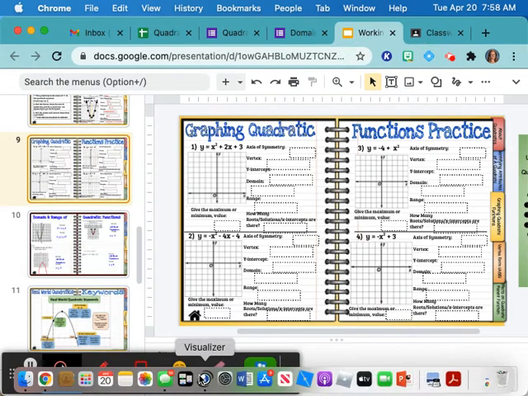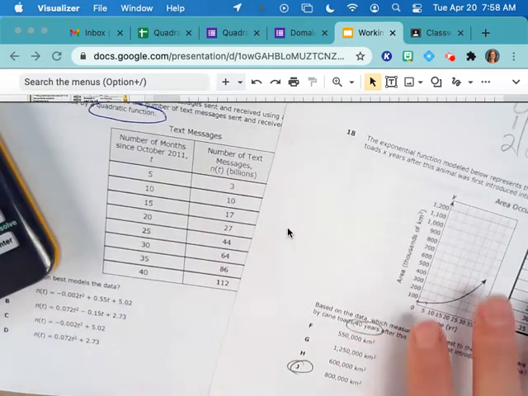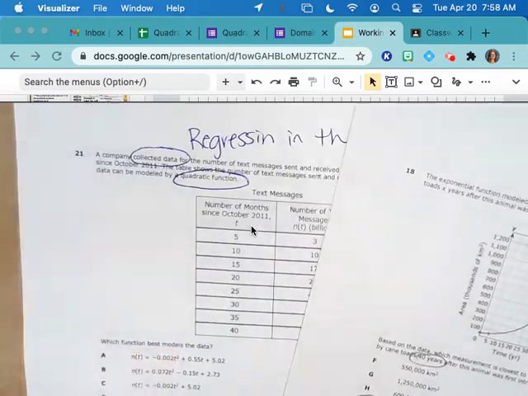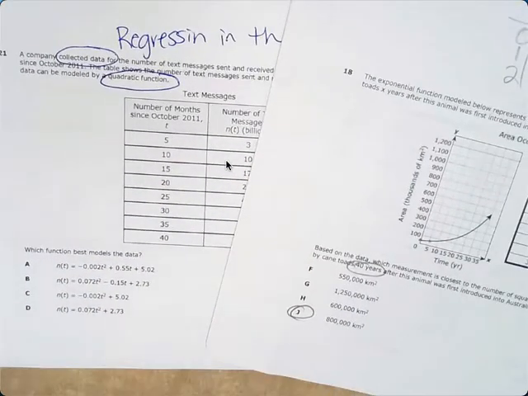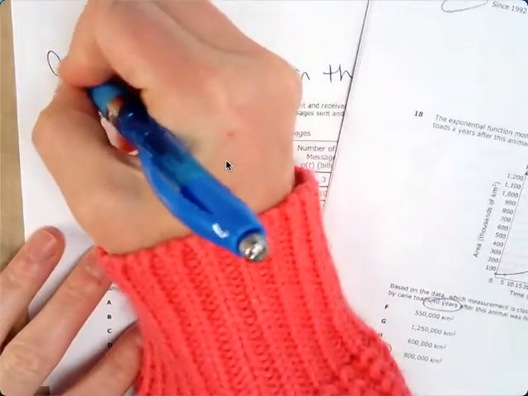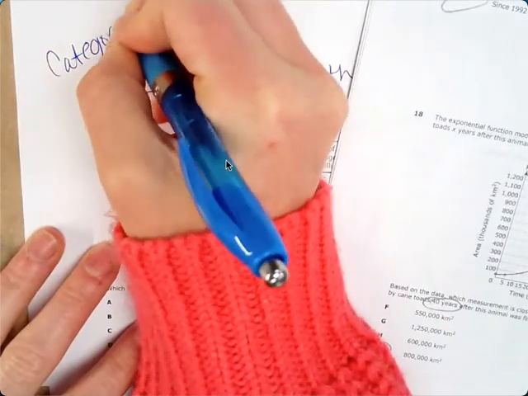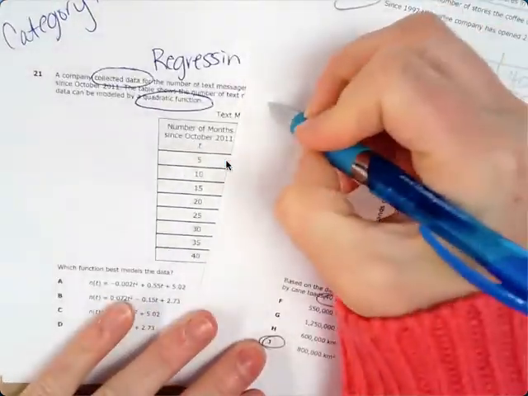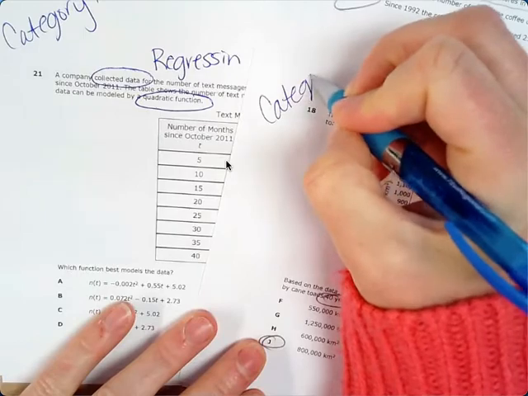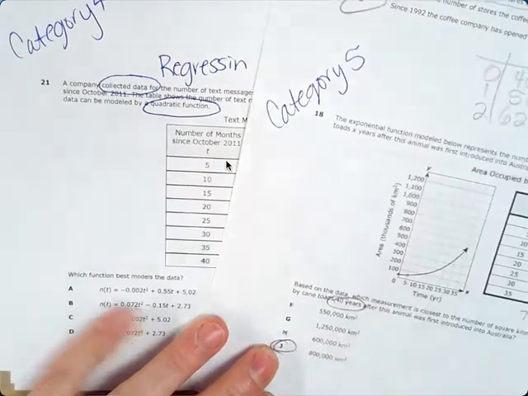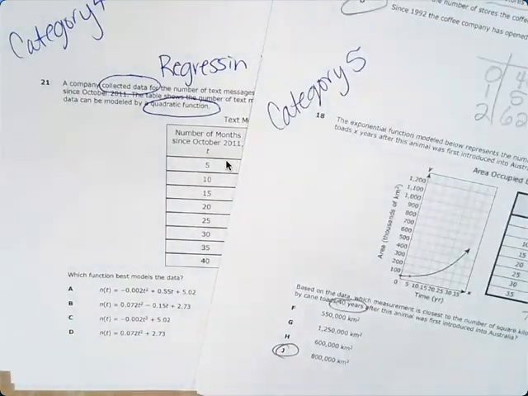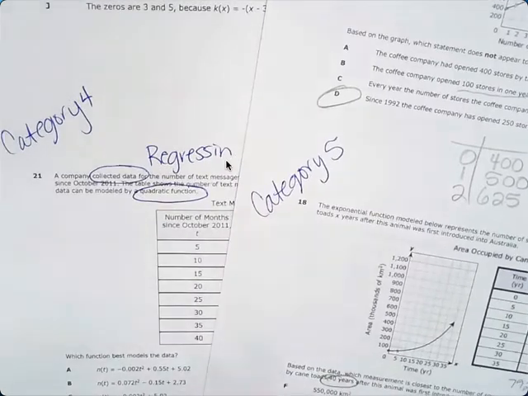Let's look at some problems. So this is from the Quadratic. This is category 4. And then this one is category 5. So these are 2 problems I want to look at because they deal with regression in the calculator.